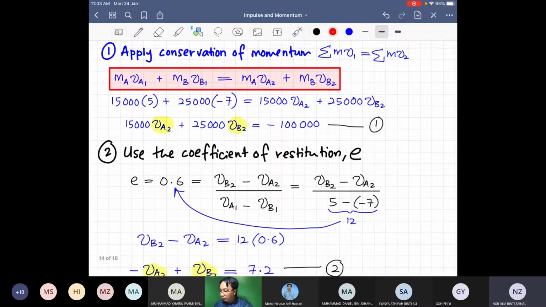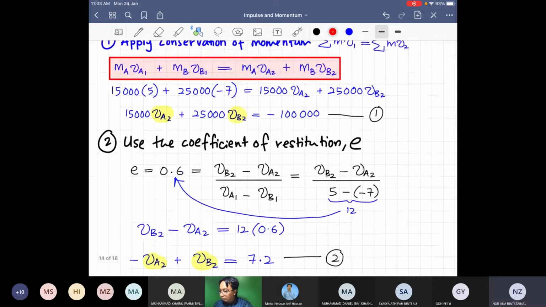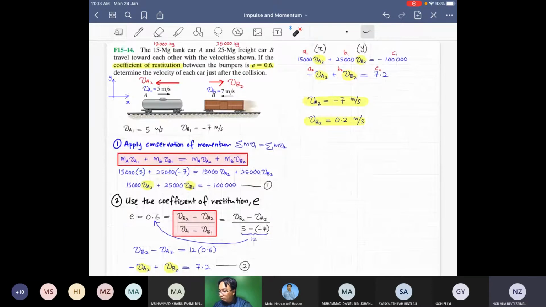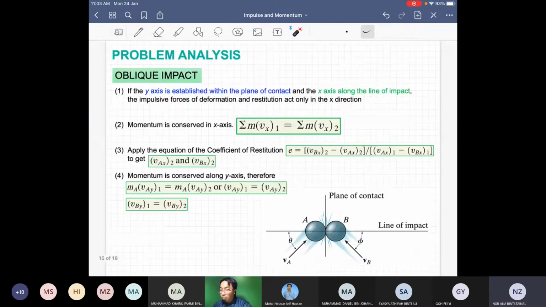Okay, and then when you have this, you have to use the coefficient of restitution, which is given by this equation. Yang ini refer kepada E, that is VB2 tolak VA2 divided by VA1 tolak VB1. Okay, kalau tak ada soalan, let's go to the oblique impact.